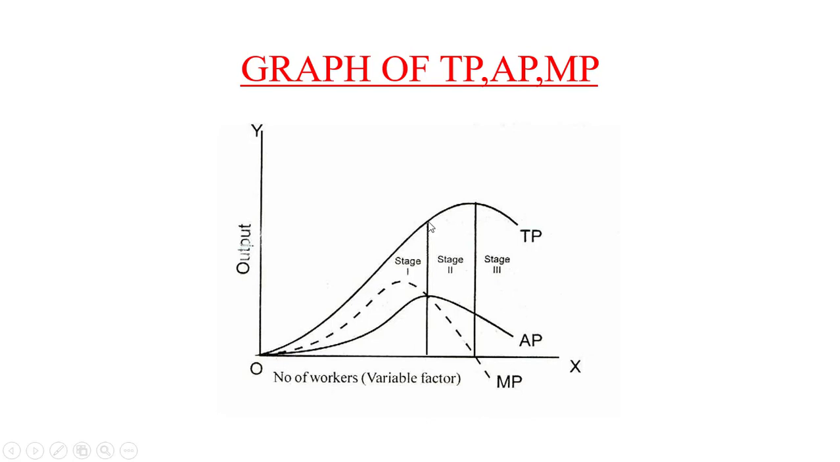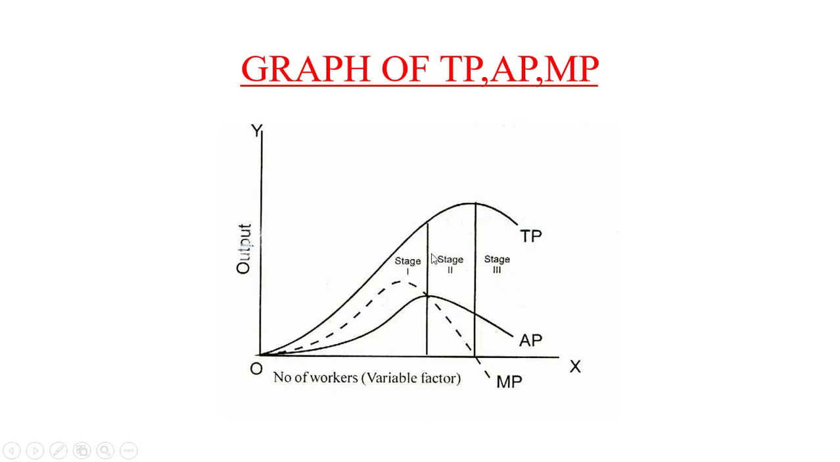So at this stage what is happening? At this stage the average product is also increasing, right? You can see this average product line, this is average product. The average product is also increasing when the TP is increasing. Now if you see, marginal product is also increasing with this dotted line, right? So when the TP, AP and MP are increasing, this is the stage 1 level.